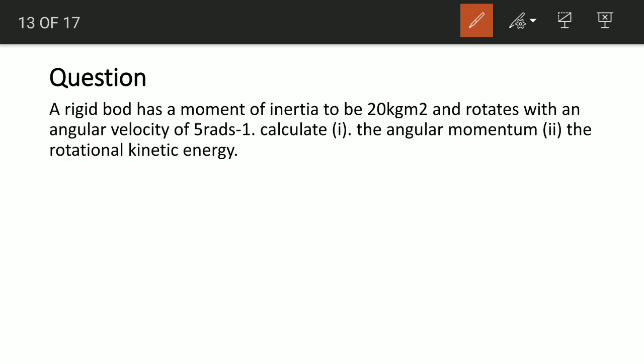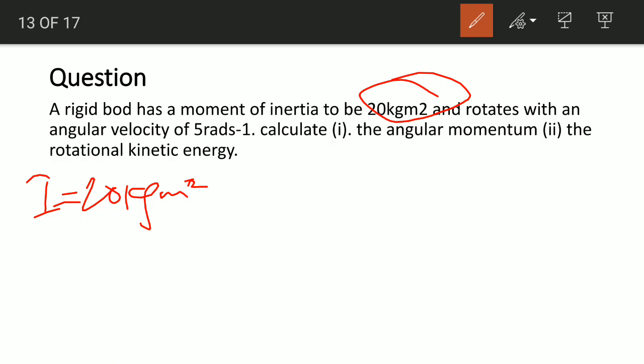We see a question here. A rigid body has a moment of inertia of 20 kg m², we can write that somewhere. I is 20 kg m², and it rotates with an angular velocity, that means omega, of 5 radians per second. Now the first question: calculate the angular momentum.